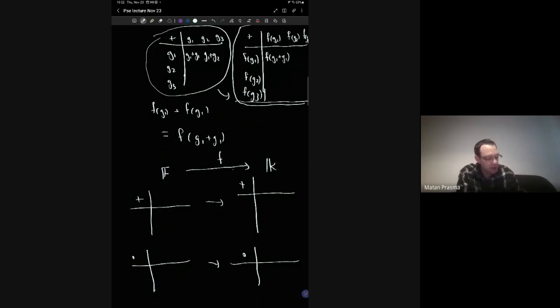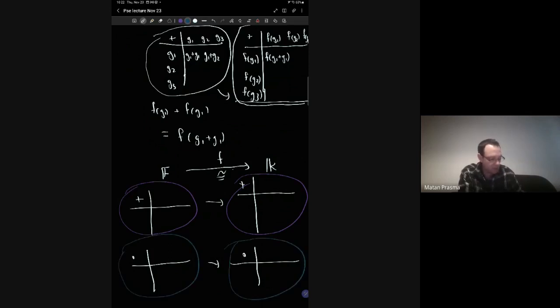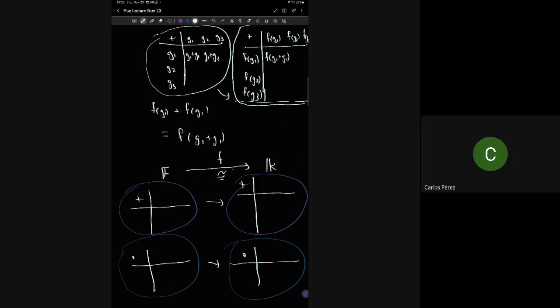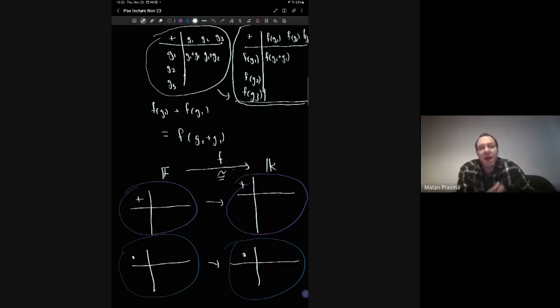And if you have an isomorphism between F and K, then I could identify the addition table of F with the addition table of K, and the multiplication table of F with the multiplication table of K, up to a change of names. And the change of names is given by the map F. So again, we will say that two isomorphic fields are the same from the point of view of a computer.